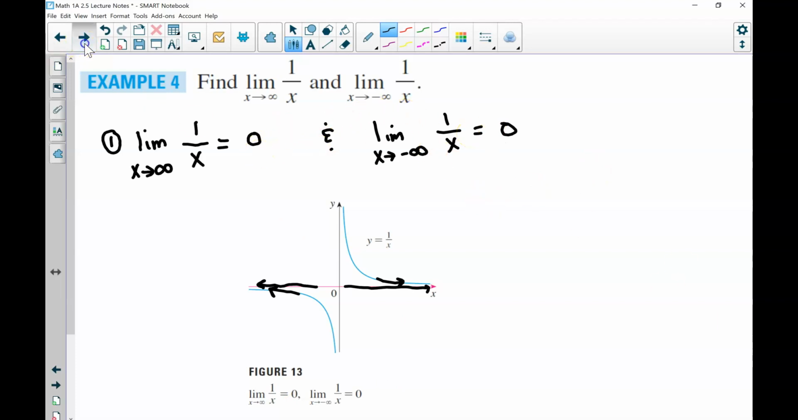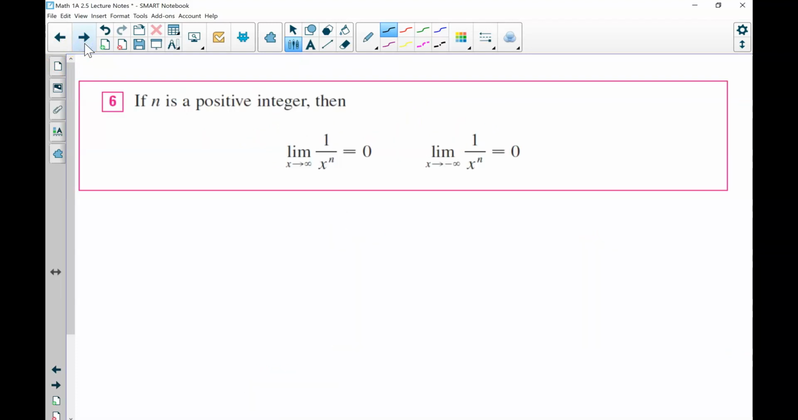Our next definition states the following: if n is a positive integer, then whenever you have the limit as x approaches infinity of 1 over x to the power of n, it's going to equal 0. And likewise, if you take the limit as x approaches negative infinity of 1 over x to the n, with n being any positive integer, it's going to equal 0.